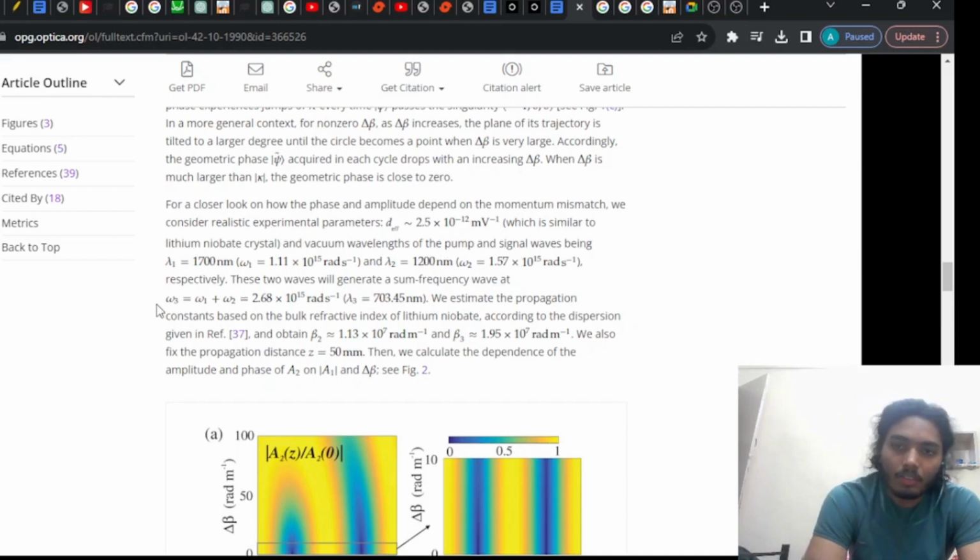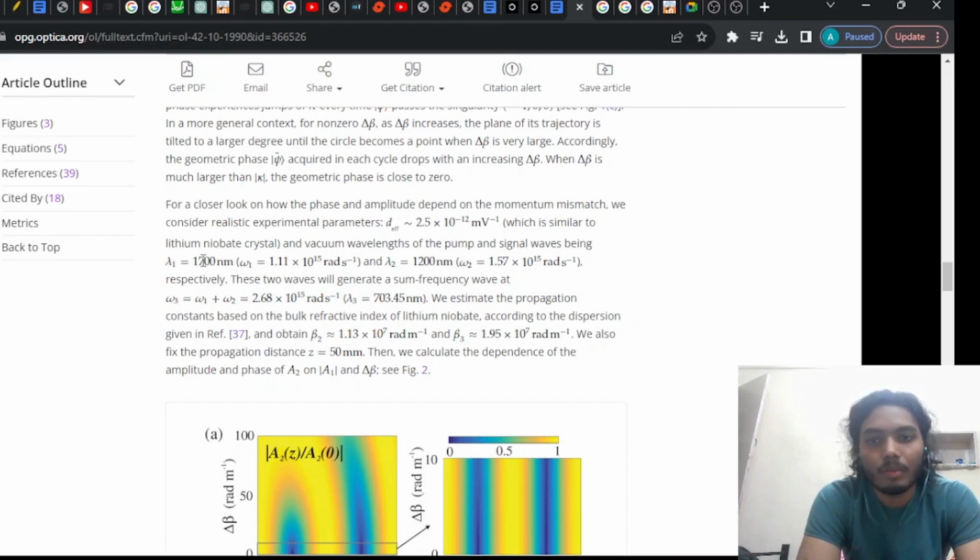So in sum frequency generation, we are creating another wave whose frequency is just the sum of these two frequencies. So it is 2.68 into 10 to the power 15 radian per second, and the corresponding vacuum wavelength is 703.45 nanometer.